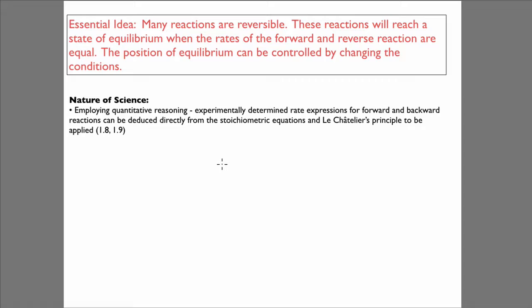Experimentally determined rate expressions for forward and backward reactions can be deduced directly from the stoichiometric equations and Le Chatelier's principle.